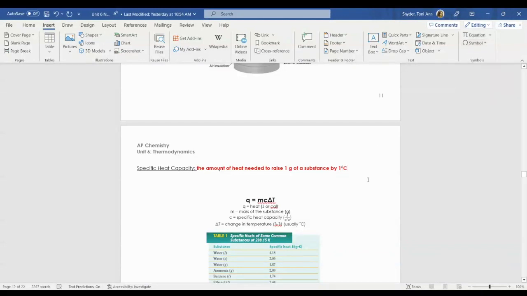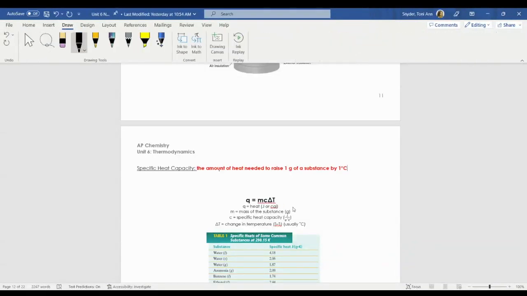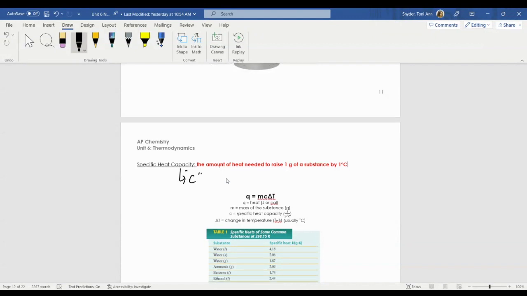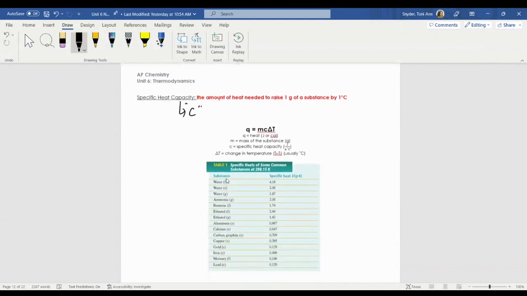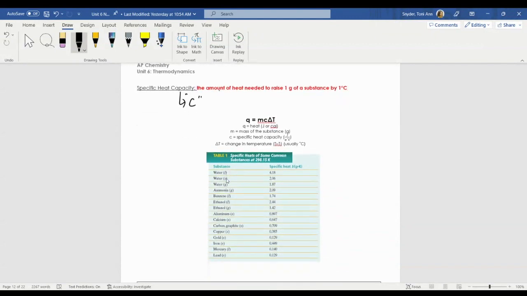By 1 degree Celsius. So, depending on the substance itself, the nature of that substance, or the type of bonds it has, the specific heat capacity will be a little bit different. And the specific heat capacity is always symbolized by a lowercase c. And if I look at table 1 below, the specific heat capacity is different for basically everything.